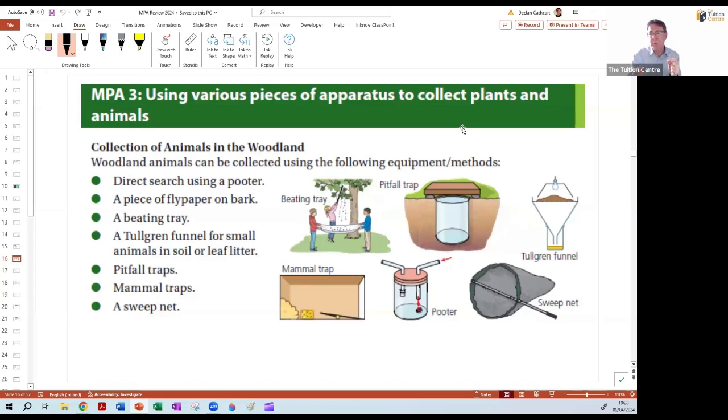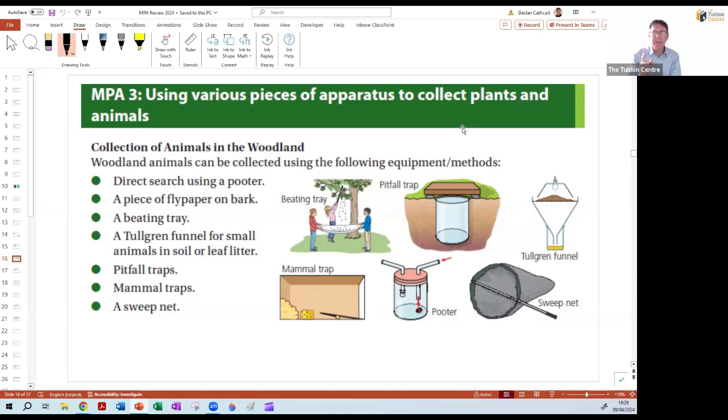But generally, what you would have used is a pooter. I hope you got out there to use a pooter at some stage in your life. And you know how the pooter works, I guess. Suck on one end, and you put the second tube on the pooter beside the bug that you're trying to catch. Not good for slugs or snails or worms or anything like that. Good for small creepy crawlies, small invertebrates.